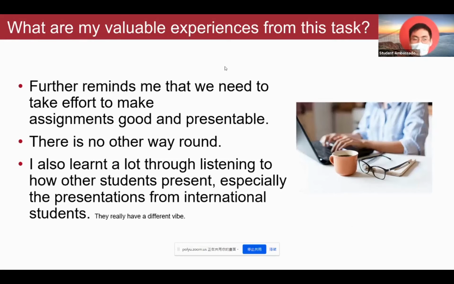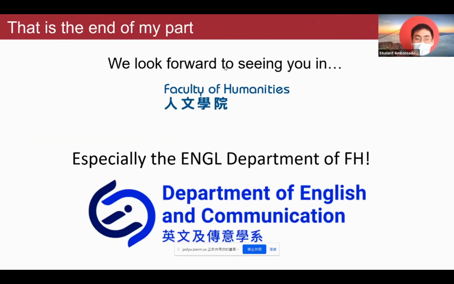It further reminds me that we need to put more effort into making good assignments good and presentable. I don't think there is any other way around. I also learned a lot through listening to how other students present, especially presentations from international students. They really have a different vibe. Hong Kong students are clear, but we are kind of boring. So the international students can give, I think, an inspiration which helps me to improve better and faster.